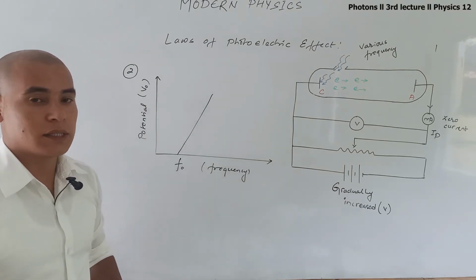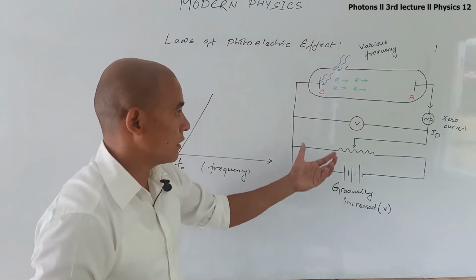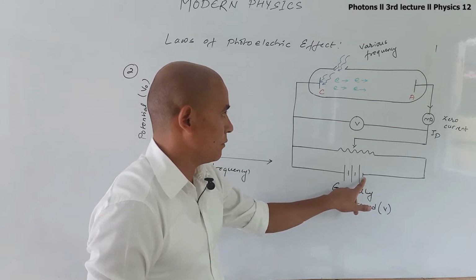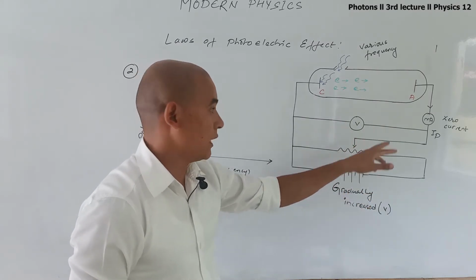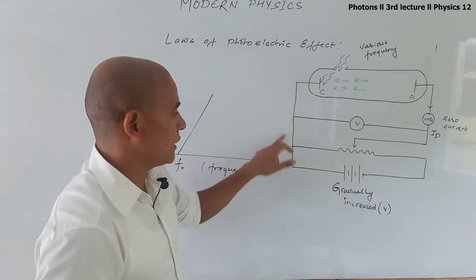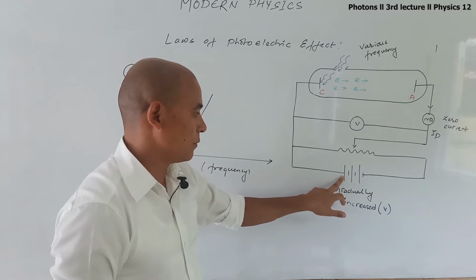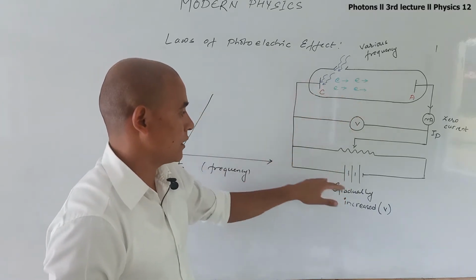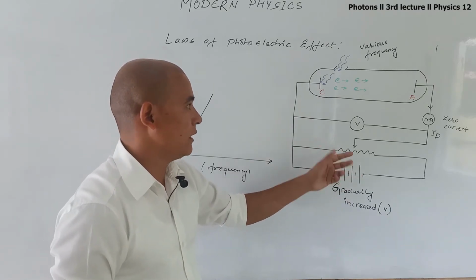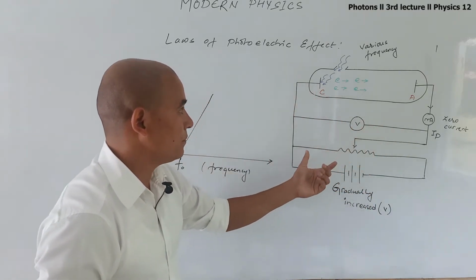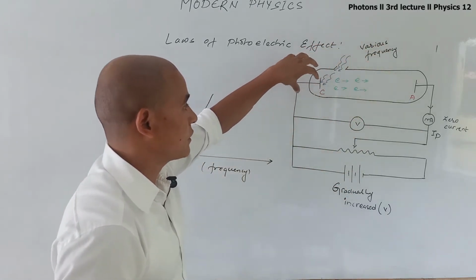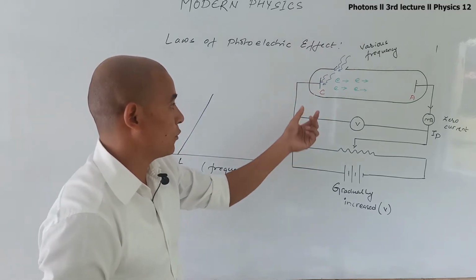What does the second law explain? In the second law, the anode has been connected to the negative terminal, whereas in the first law the anode was connected to the positive terminal. The cathode, which in the first law was connected to the negative terminal, is connected to the positive terminal. That means we have just interchanged the polarity of cathode and anode in the second law, and radiation of various frequencies is allowed to be incident on the cathode plate.